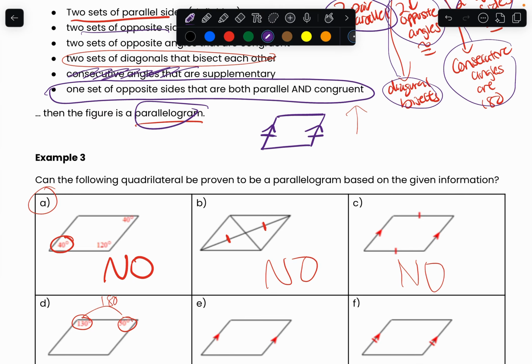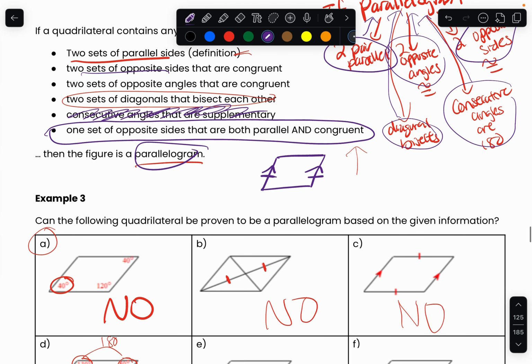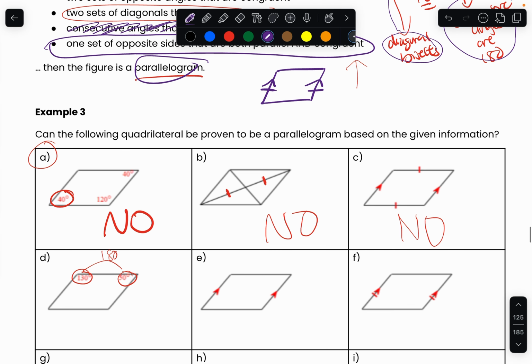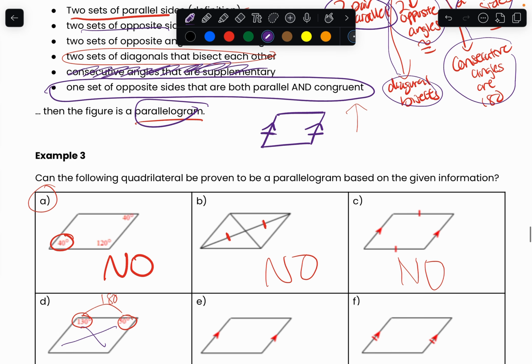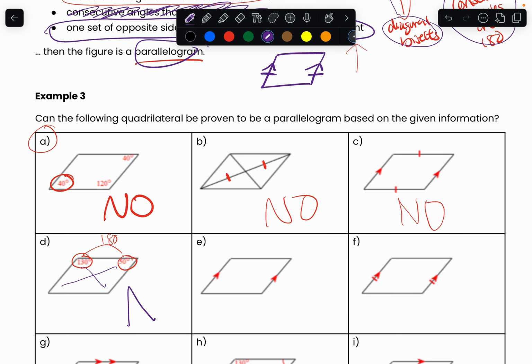Okay? If you look at the other ones, do I have parallel sides? No. Do I have opposite sides that are congruent? No. Do I have opposite angles that are congruent? Well, I'm not given any opposite angles right here, so no. Do I have diagonals that bisect each other? No. Do I have opposite sides that are both parallel and congruent? No. So my answer here will be a no. All the rest will be very similar.